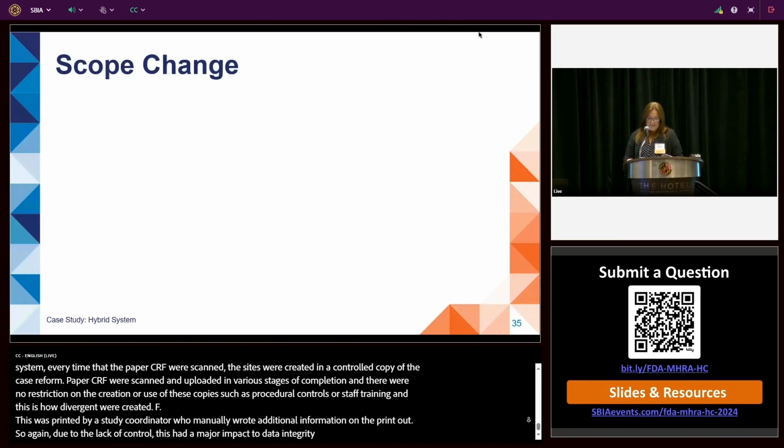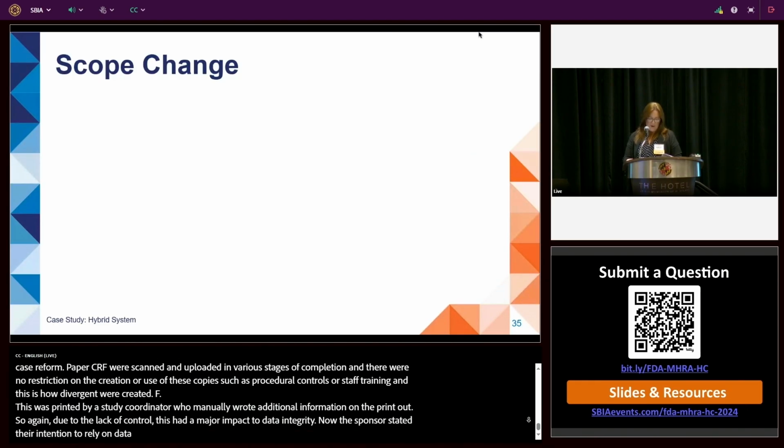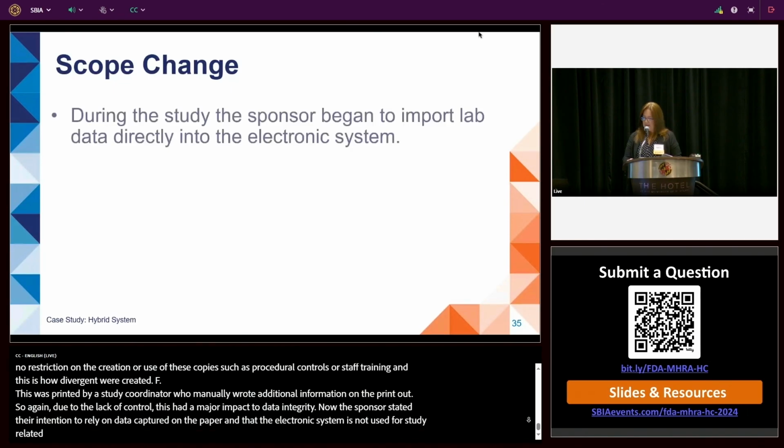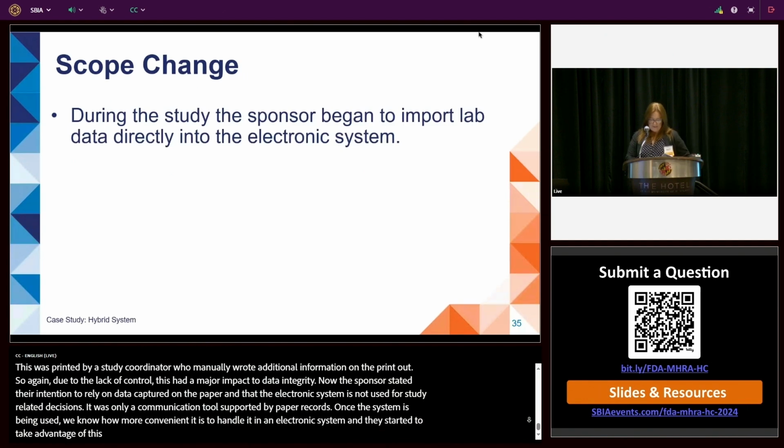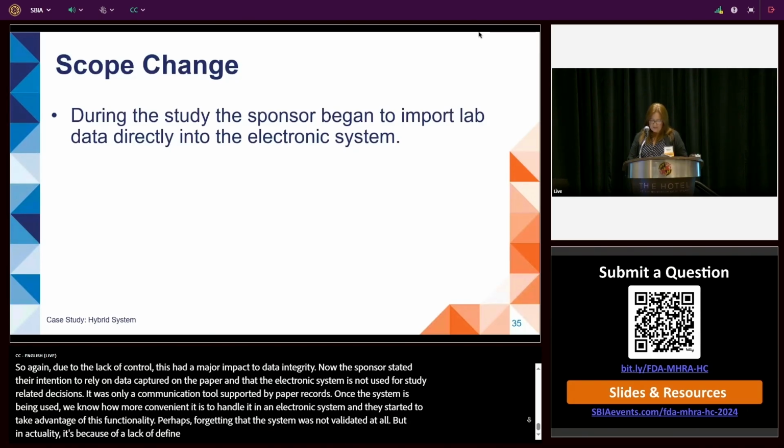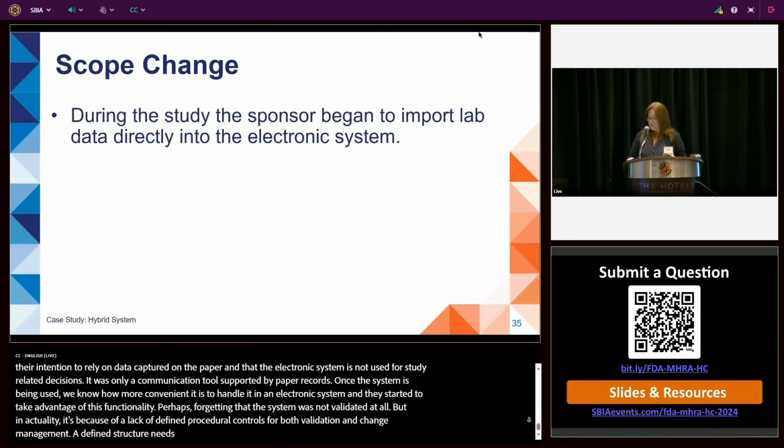Now, the sponsor had stated their intention was to rely on data captured on the paper CRFs, and that the electronic system would not be used for study-related decisions. It was only a communication tool supported by paper records. Well, once a system was being used, we all know how much more convenient it is to handle data in an electronic system. The sponsor soon started to take advantage of this functionality, perhaps forgetting that the system was not validated at all. But in actuality, it was because of a lack of defined procedural controls for both validation and change management. A defined structure needs to be in place before it can be implemented, and in this case, that structure was deficient.